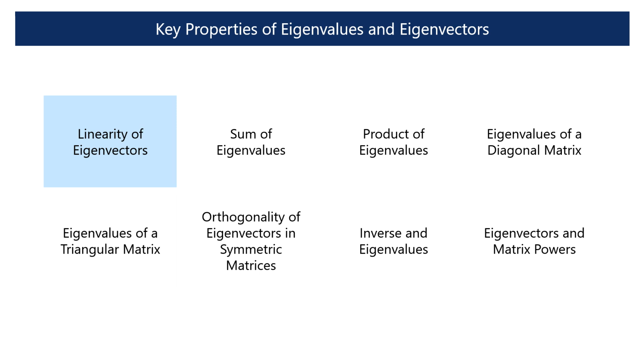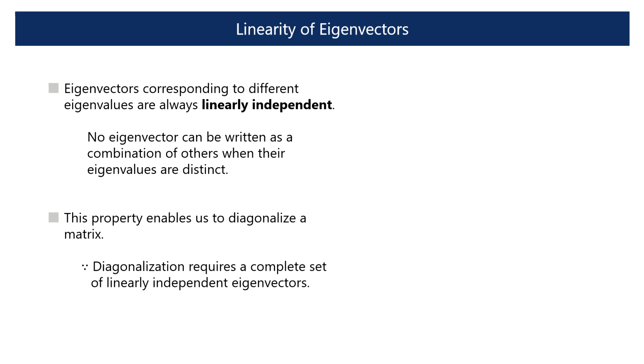Let's start with the first property, linear independence of eigenvectors. This property says eigenvectors corresponding to different eigenvalues are always linearly independent. This means no eigenvector can be written as a combination of others when their eigenvalues are distinct. This property enables us to diagonalize the matrix because diagonalization requires a complete set of linearly independent eigenvectors.